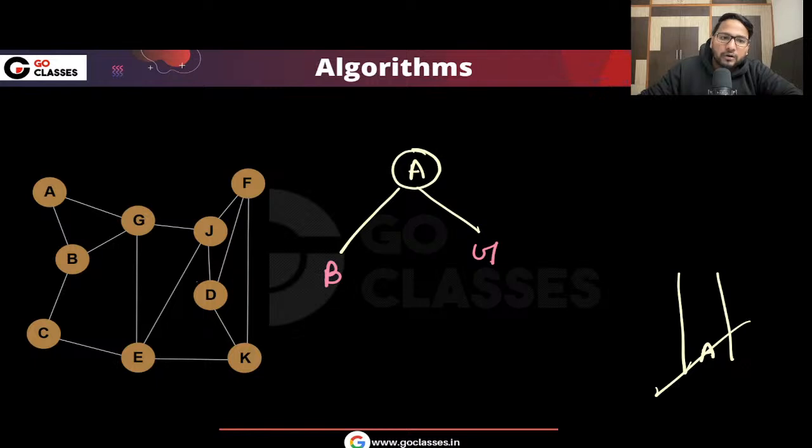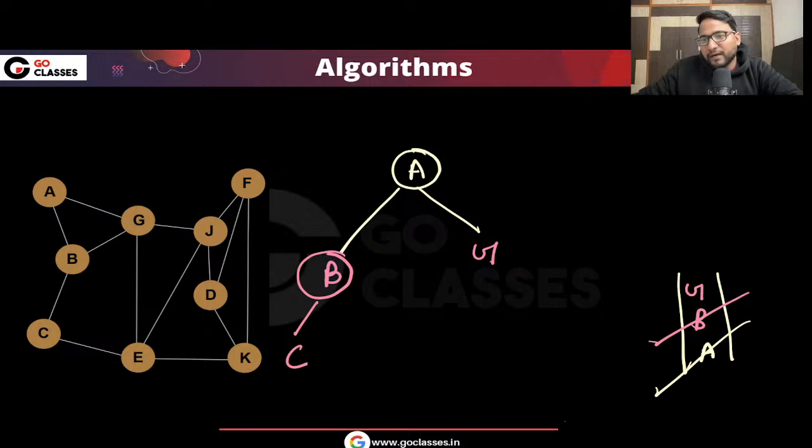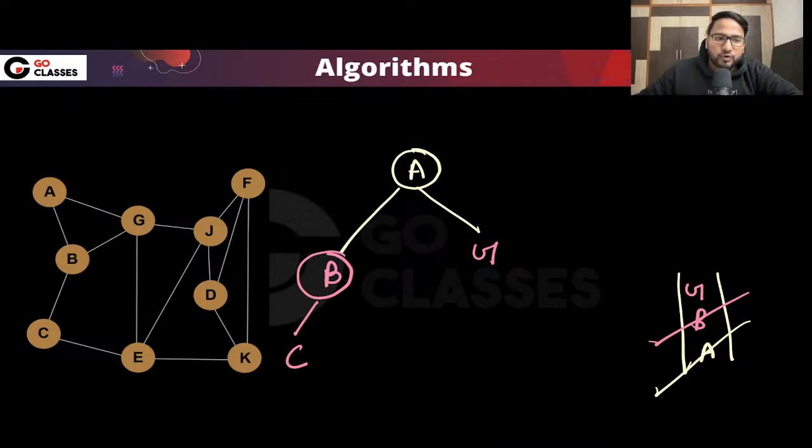Once this is done, you pick B and push the neighbors of B. What are the neighbors of B? You pop out B, and you push its neighbors. Once this is done, you will pop out this B and push the neighbors of B, which is C only. So till now, this is the tree state. You have pushed this C.